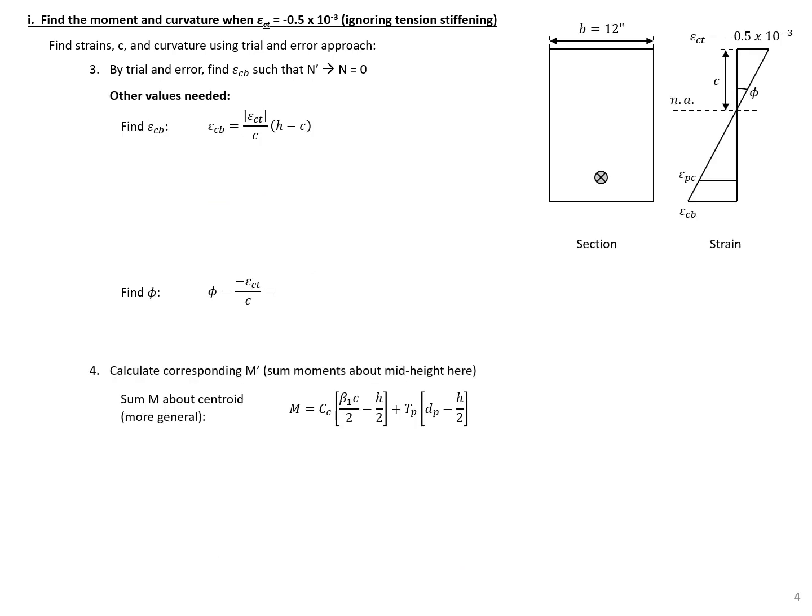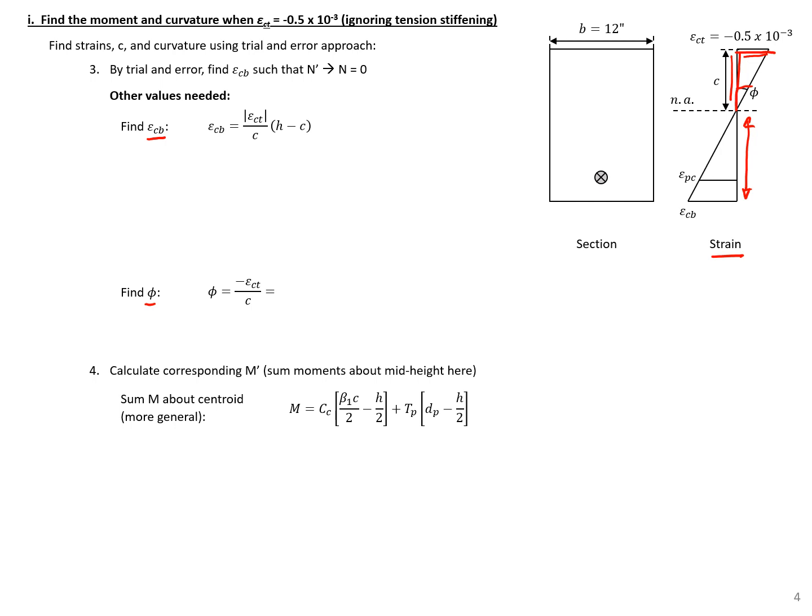We can use our C to find the strain in our bottom fiber and our curvature using our strain diagram. Our strain in the bottom fiber is going to equal the top fiber strain divided by C, and then times this distance here, H minus C. The curvature is just going to equal the top fiber strain divided by C, assuming small angles.